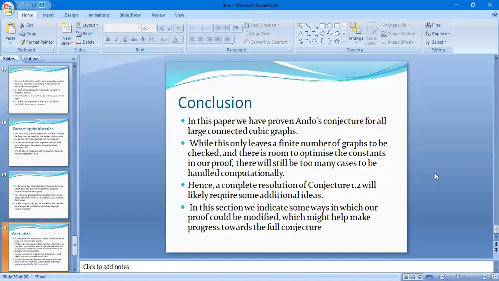Conclusion: in this paper, we have proven Andrews' conjecture for all large connected cubic graphs. While this only leaves a finite number of graphs to be checked, and there is room to optimize the constants in our proof, there will still be too many cases to be handled computationally. Hence, a complete resolution of the conjecture will likely require some additional ideas. In this section, we indicate some ways in which our proofs could be modified, which might help make progress toward the full conjecture.